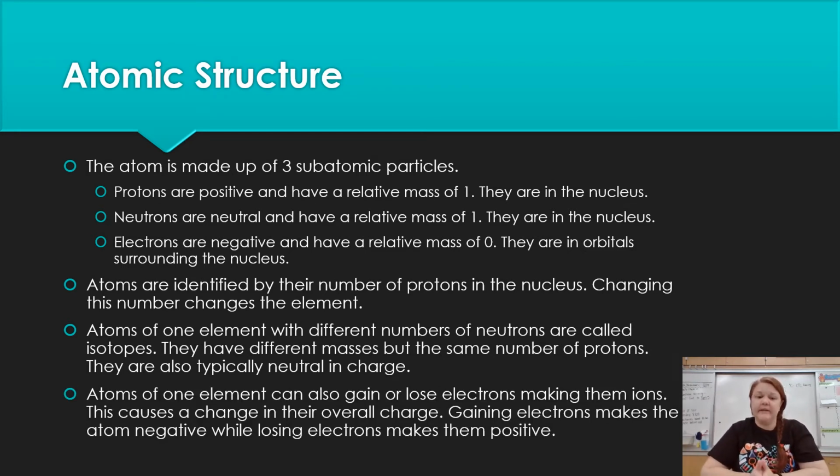Atoms of one element can also gain or lose electrons, making them ions. This causes a change in their overall charge. Gaining electrons makes the atom negative, while losing electrons makes it positive. We have to keep that straight. When you gain electrons, you're gaining negative particles, so you become more negative. If you give away electrons, you're giving away negative, you become more positive.